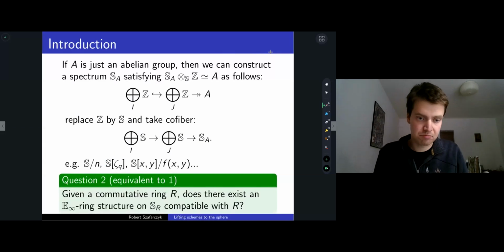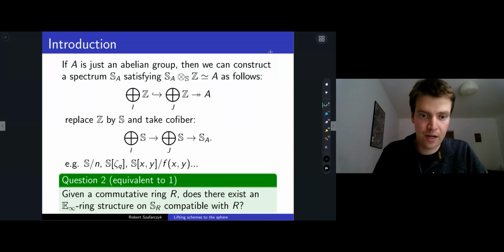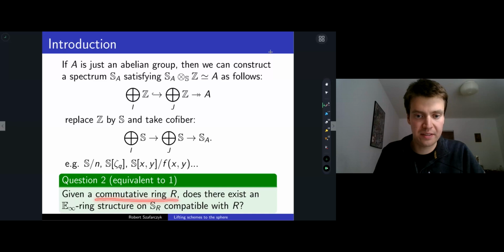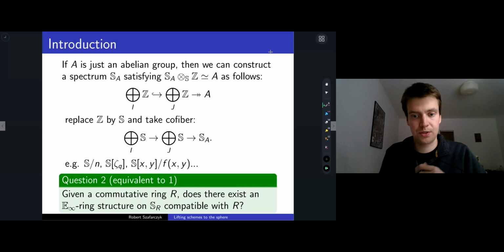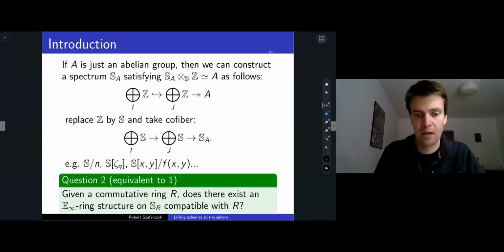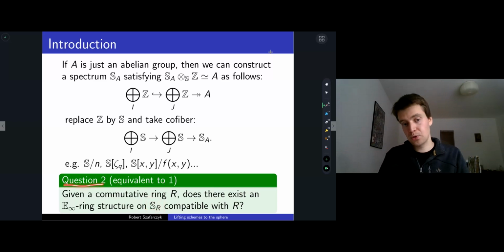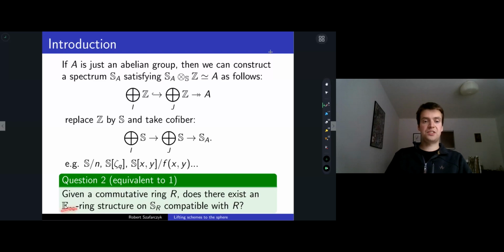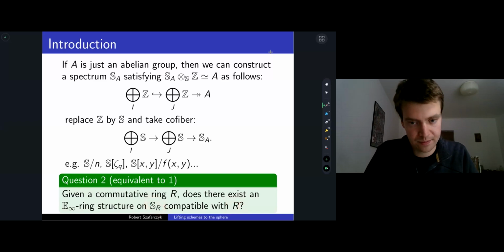But still, this is okay for us, because our first question asks for a lift of a commutative ring, and as an abelian group, we know how it lifts. So the only thing to give more is a ring structure on this SR. So our question 1 becomes equivalent to question 2, which is just: are there E-infinity structures on SR which give you the ring structure on R? So this is the setup. Are there any questions?